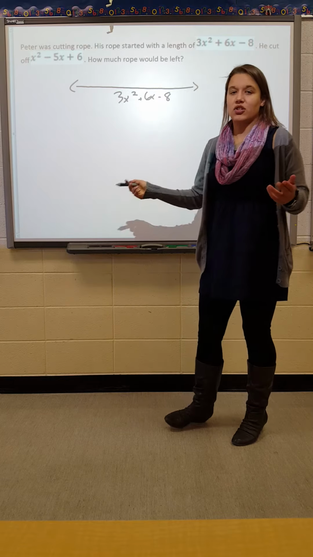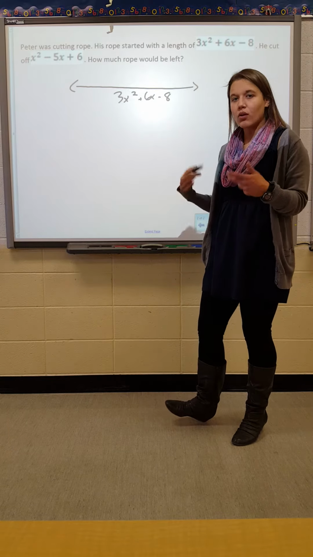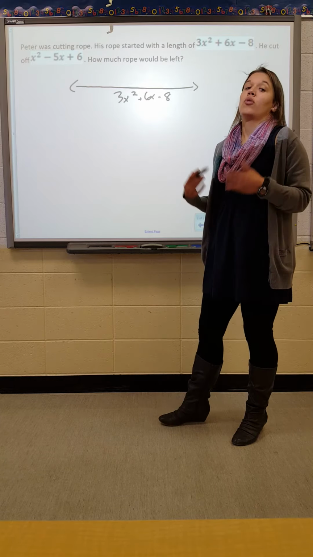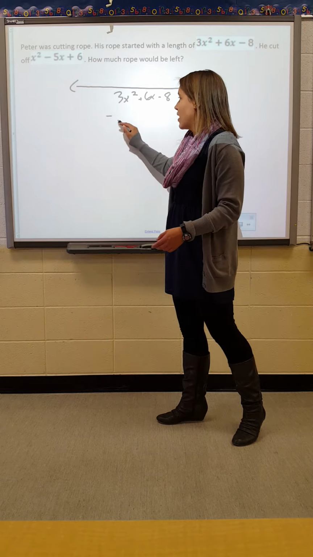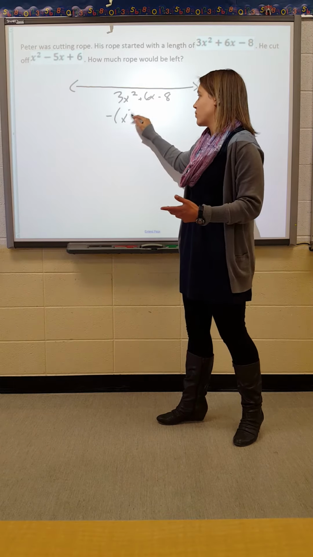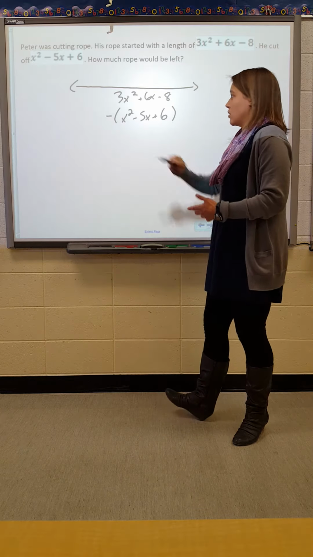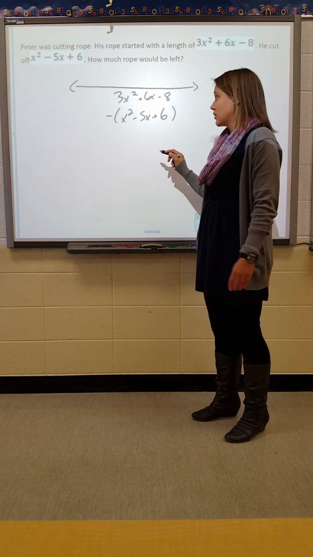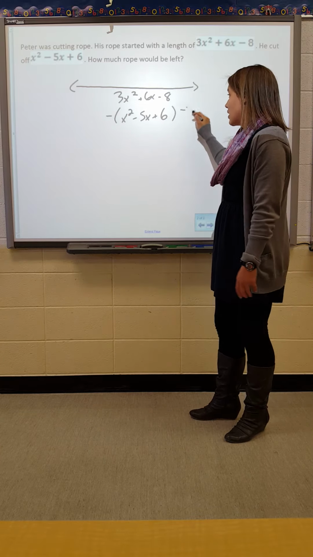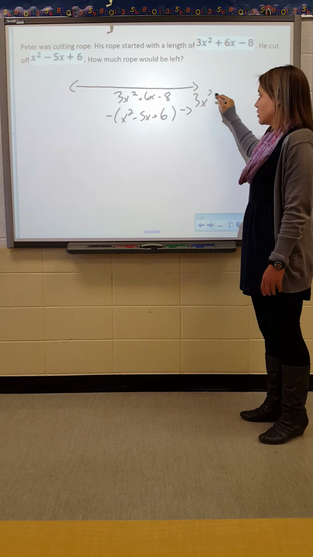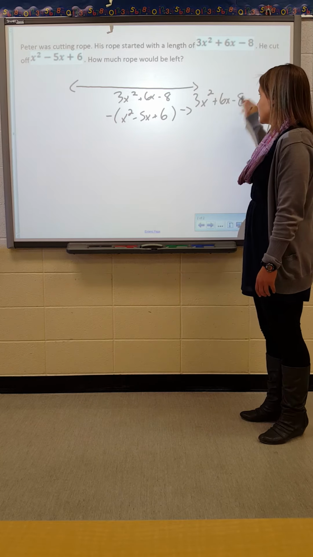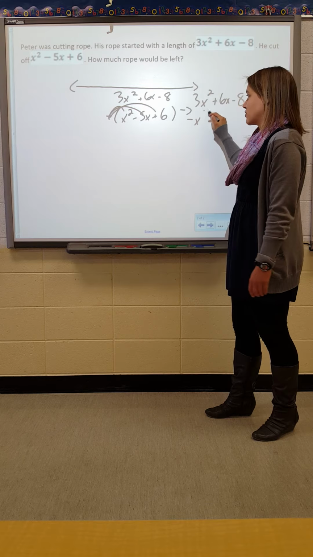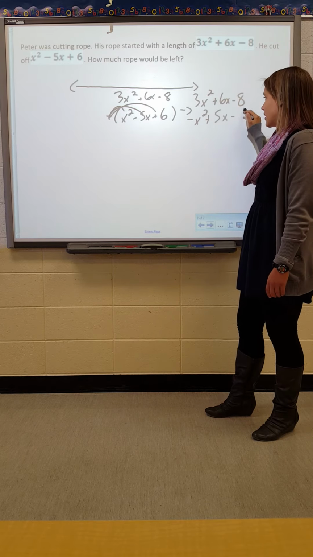So I take away, and that's your key word, or words, as to what operation we're going to do. So when I take away, cut off, we're going to end up subtracting. Now whenever I'm subtracting something, I put it in brackets, x squared minus 5x plus 6. Okay? Because the key thing we have to remember when we're subtracting is we're going to end up distributing this negative through. So this I can rewrite again as 3x squared plus 6x minus 8 minus. I'm going to switch each term to the opposite one. So minus x squared plus 5x minus 6.